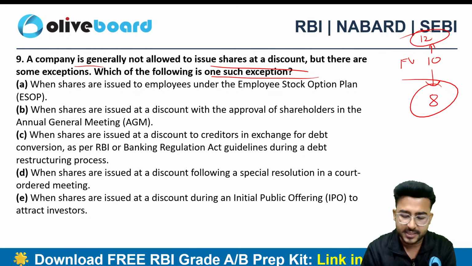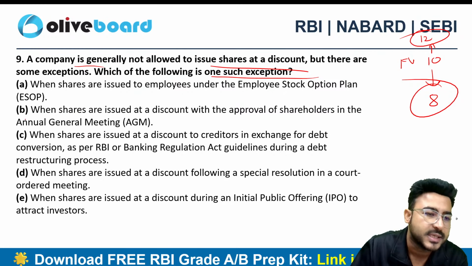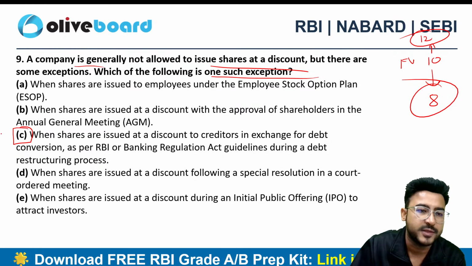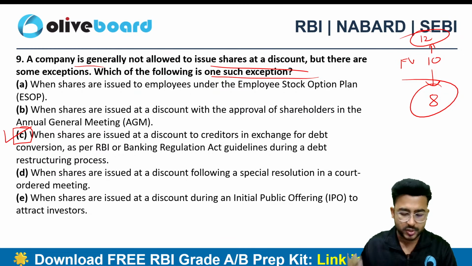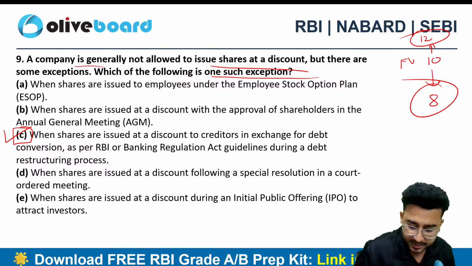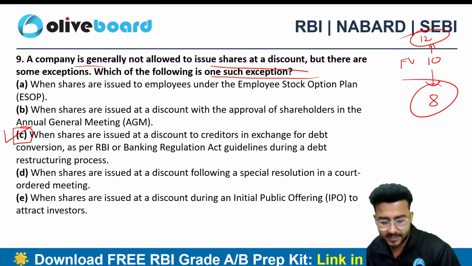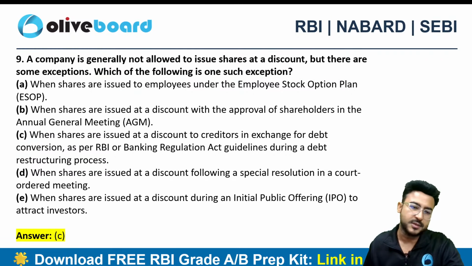And the correct answer here is option C. This is one of the exceptions. There is a prohibition that you cannot issue your shares at a discount, but there is an exception, and option C is the exception, right?